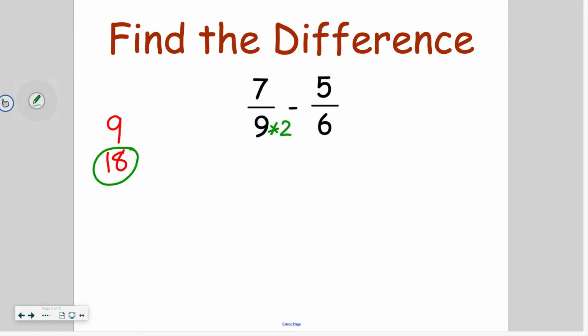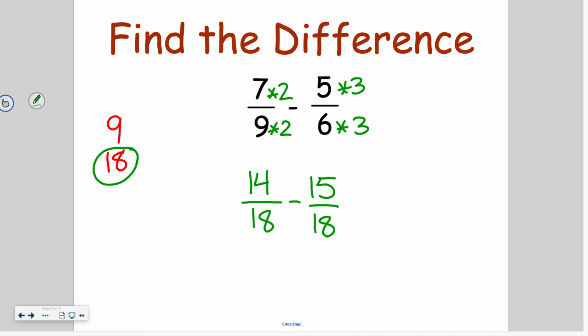In order to turn 9 into 18, we multiply by 2. So our first fraction turns into 14 over 18. In order to turn 6 into 18, we need to multiply by 3. So our second fraction turns into 15 over 18. Then we do our subtraction of the numerators. 14 minus 15 gives me a negative 1. Keeping the denominator the same, can't reduce, so our answer is negative 1 over 18.